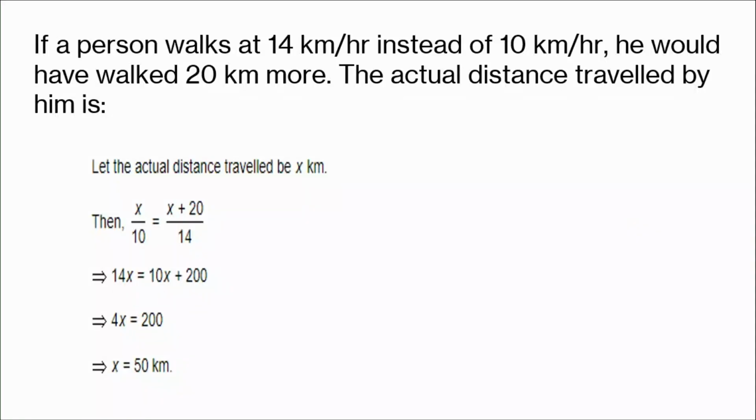If a person walks at 14 km per hour instead of 10 km per hour, he would have walked 20 km more. The actual distance travelled by him is how much? Do you understand the question? If a person walks at 14 km per hour instead of 10 km per hour, he would have walked 20 km more. Means if he increases his walking speed, then he can walk 20 kilometers more. So when he increases the speed by 4 kilometers per hour, instead of 10 kilometers per hour, it becomes 14 kilometers per hour.